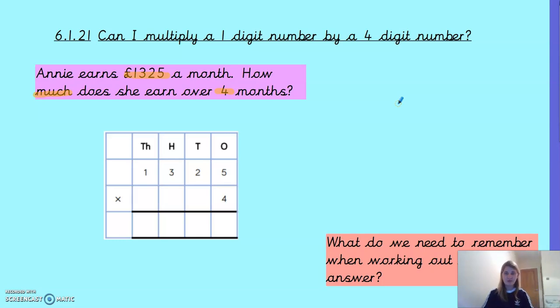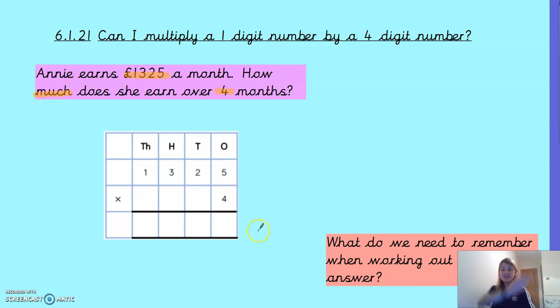So 1,325 times 4. What I'm going to ask you to do is pause me and have a go at this yourself. Now, again, a few reminders. When we're working out, remember to carry if we need to. Remember that a 0 holds the place. It's very important. And remember to think about your place value columns that you're using. Have a little pause, come back to me, and we'll work it out together. All right? Right. I hope you're feeling confident and you're going, do you know what? I have got an answer and I am feeling good about it. Let's have a look.